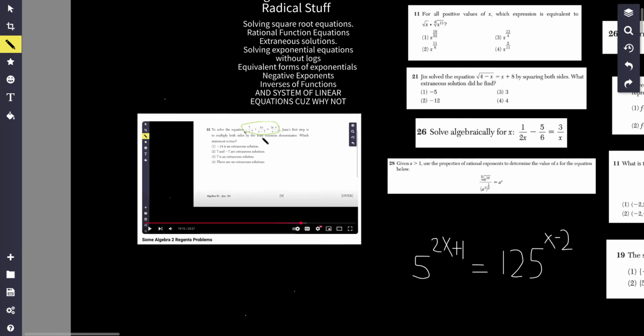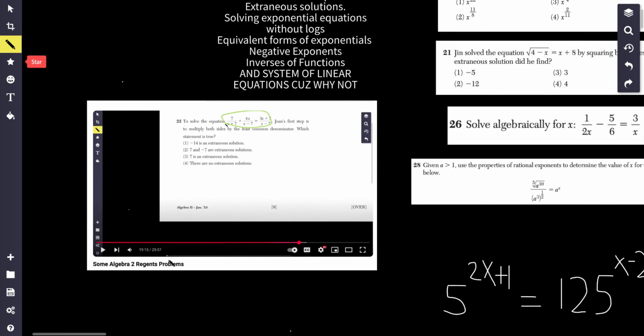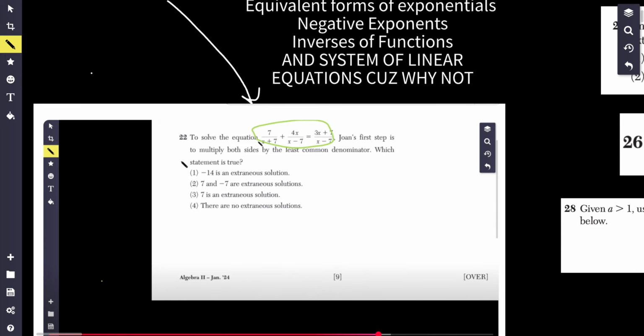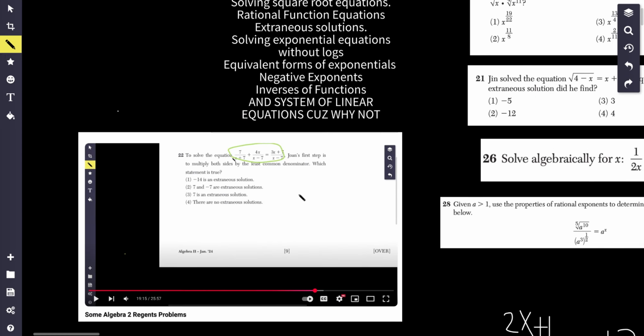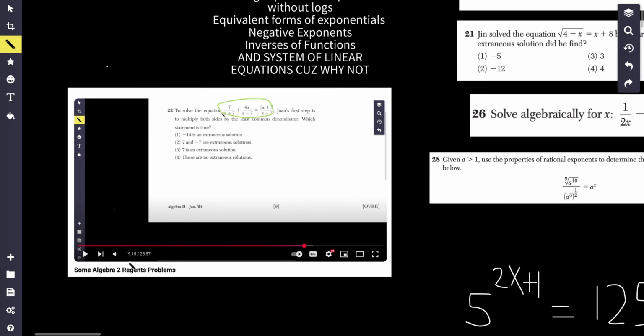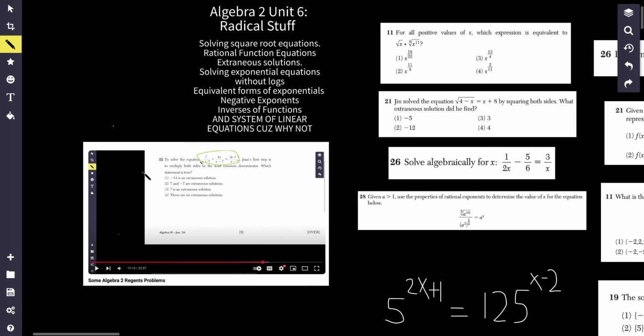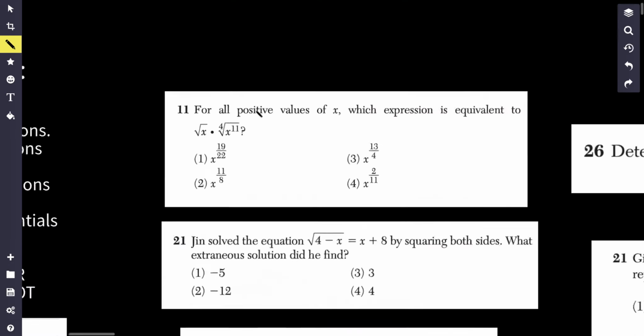And I highly recommend checking out some Algebra 2 Regents problems, especially problem 22. This problem is basically a trick question from the Algebra 2 Regents, and I do this problem at 19:15. So I highly recommend checking out that video, because this problem is very tricky. Now let's get started.